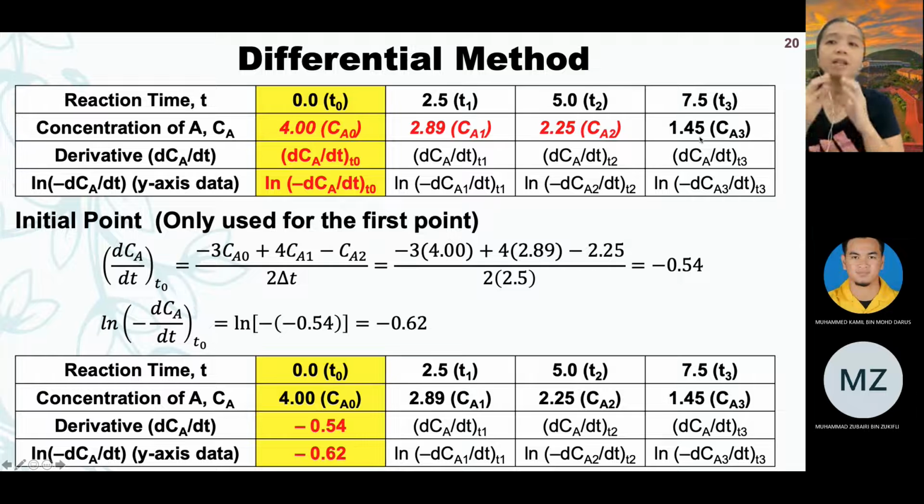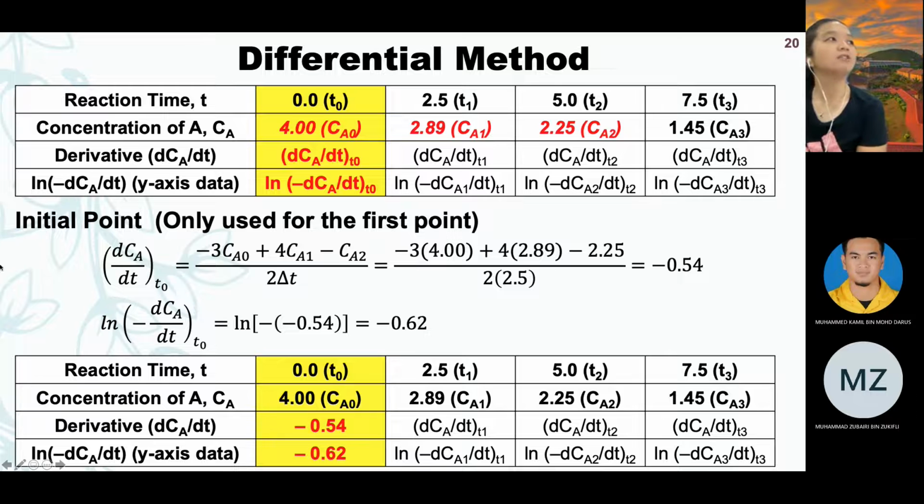Okay, so then we want to use this experimental data, again to find dCA per dt and then ln of minus dCA per dt. We cannot stop at dCA per dt because our y-axis data is ln of minus dCA per dt. So you need that data before you can plot the graph.